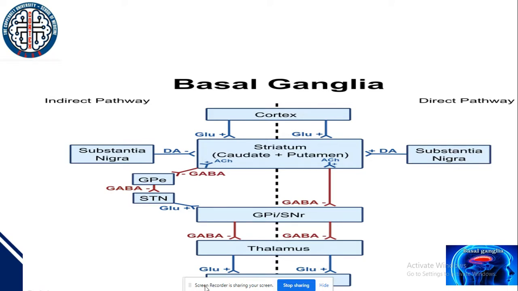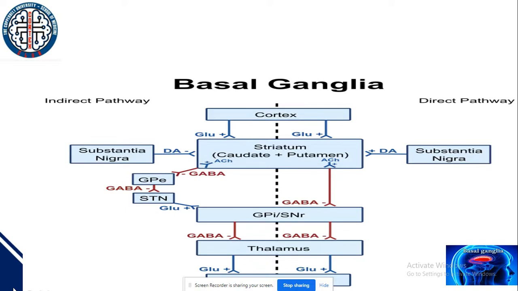Now, before we go to the indirect pathway, we can look at the substantia nigra, which is on our right. That substantia nigra is part of the basal ganglia, which produces dopamine. So dopamine is going to be released from this substantia nigra. Once it is released, it is going to act on D1 receptors. The D1 receptors are located in the putamen. So the putamen will again be excited.